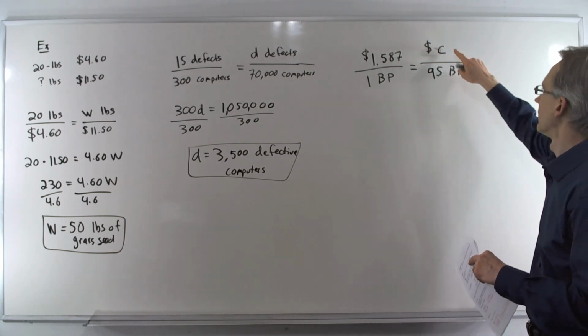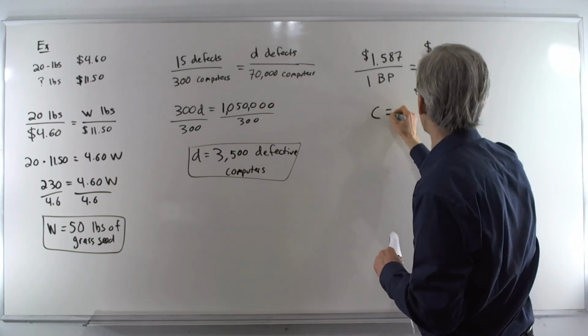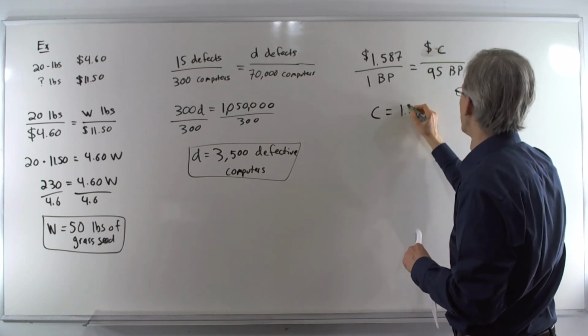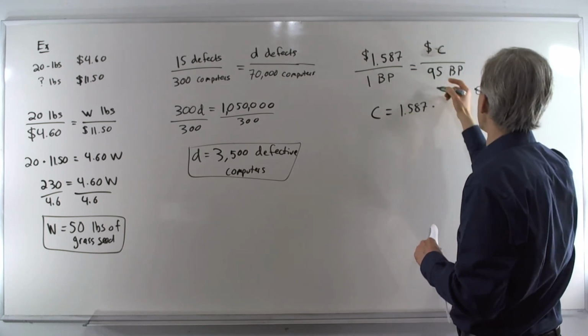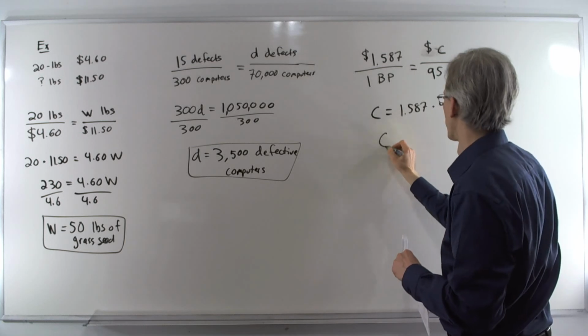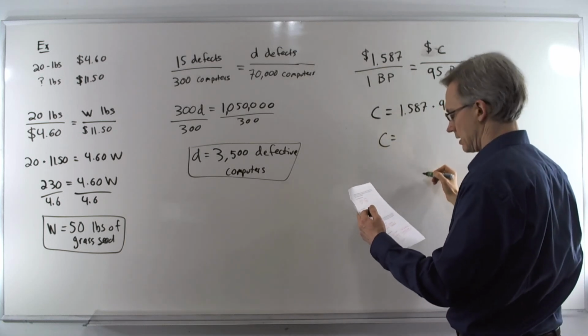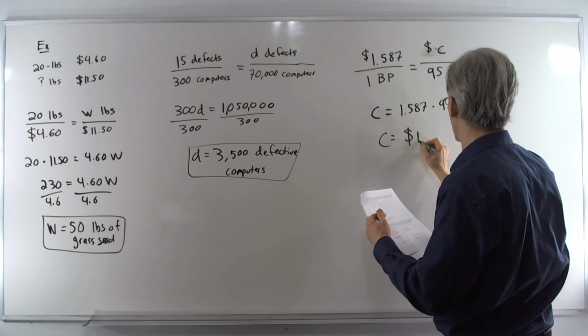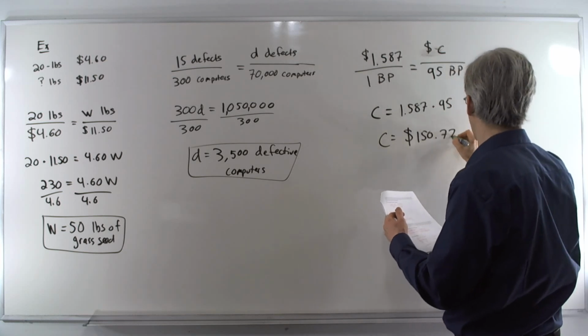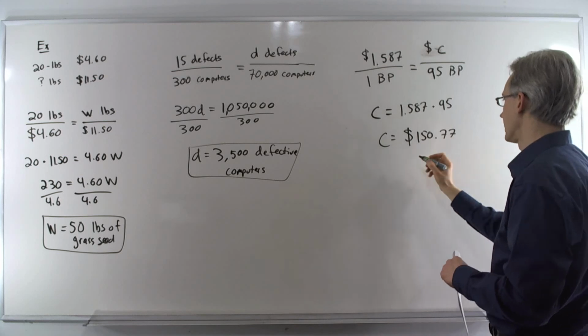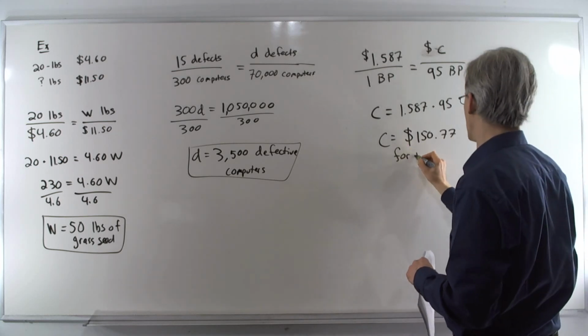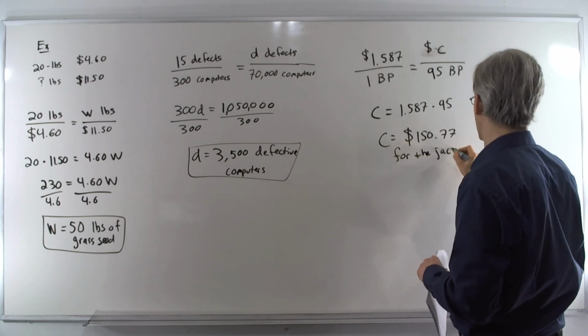Okay, now we can cross multiply. C times 1 is C, and we get 1.587 times 95. And so C is $150.77 for the jacket.